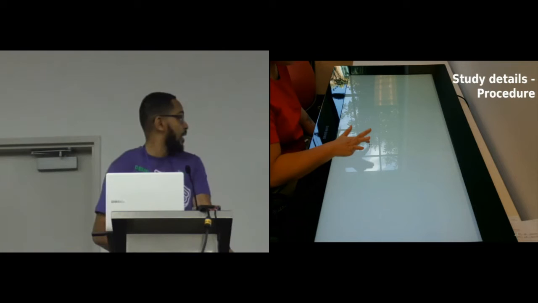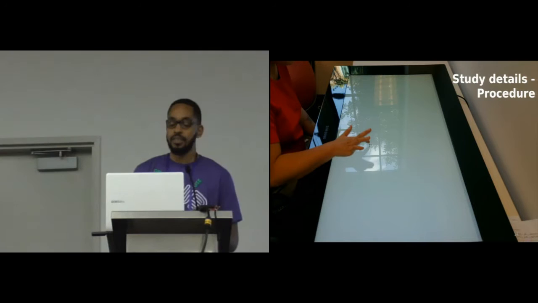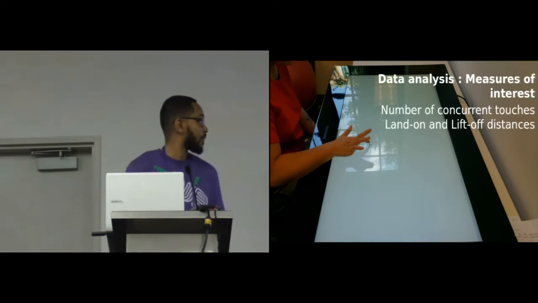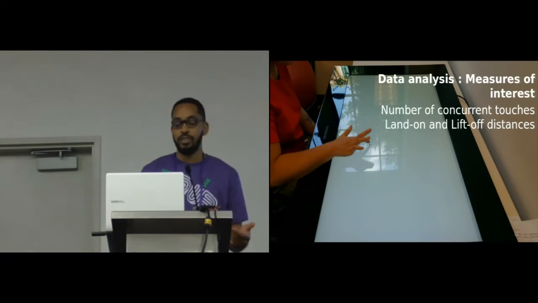So for the study procedure, we used the Microsoft interactive table, the PixelSense, and we presented crosshairs to the users, and we asked our participants to touch the crosshairs however they wanted. So from our study, we collected all this touch data. So we had a couple of different measures of interest, some things that we were really interested to see. So that's what I'm about to describe to you now.